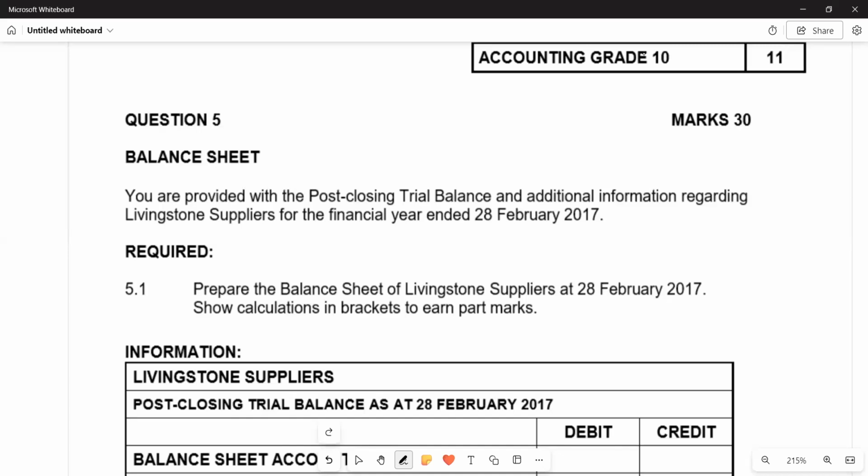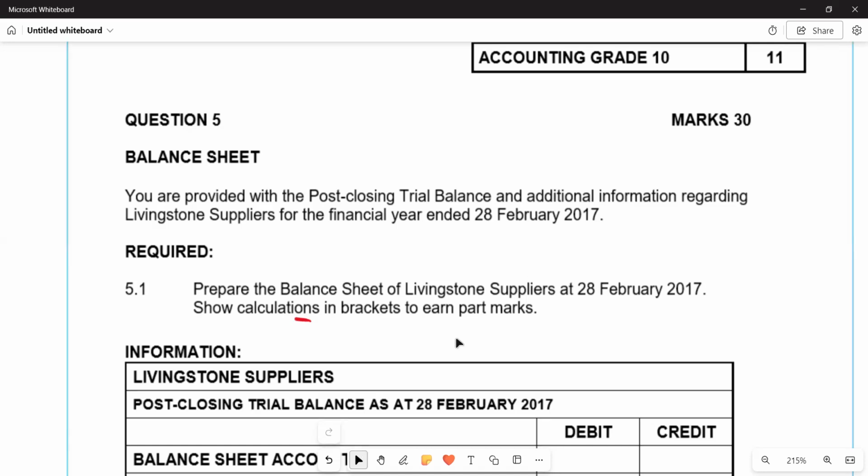The question reads: we are provided with the post-close trial balance and additional information regarding Livingstone suppliers for the financial year ended 28 February 2017. On the required part, 5.1, prepare the balance sheet of Livingstone suppliers at 28 February 2017. Show calculations in brackets to earn part marks. Very important here. You have to show the calculations in brackets. Remember, the final calculation that is leading you to the answer is the one that you should just summarize in brackets, to show the marker that you know how you arrived at the final answer, right?